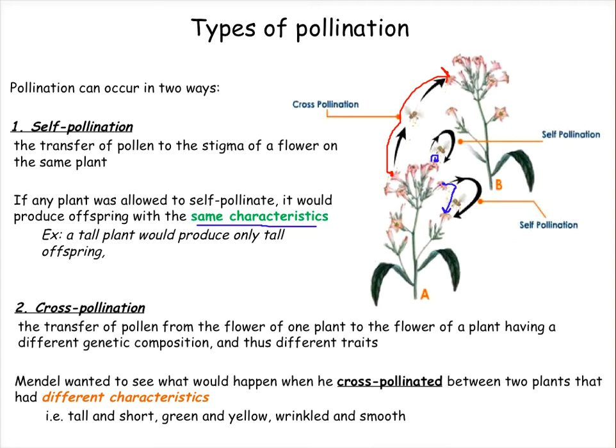So Mendel already knew how self-pollination could enable him to predict traits, but he wanted to see what would happen if he cross-pollinated between two plants that had different characteristics. For instance, if he took pollen from a tall plant and cross-pollinated it with a short plant, or from a plant that produced green pea pods and transferred it to a plant that had yellow pea pods, and so on. And so we're actually going to take a look at some of those experiments that Mendel conducted right now.